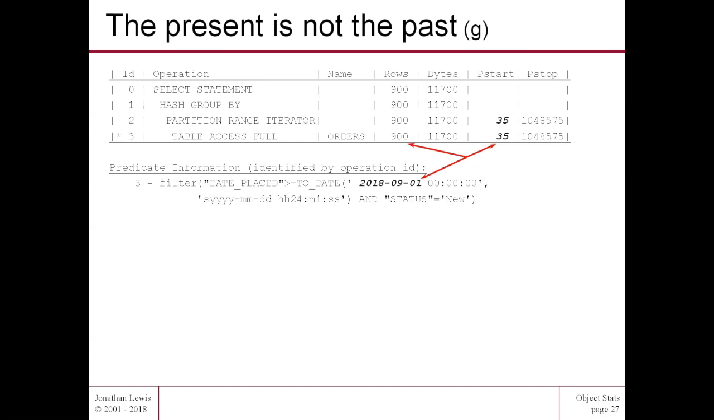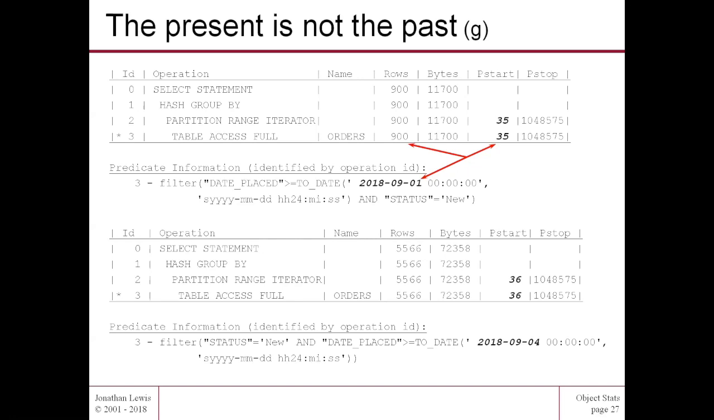So let's move forward a bit. How many rows is Oracle going to predict from the 4th of September onwards? It can't be a bigger number than 900, but how many is it going to be? Sorry, I lied. It is a bigger number than 900, with perfect stats on this table. 4th of September, partition 36 to the end. Oracle says you've got more data from 36 to the end than you have from 35 to the end. And I've done perfect gathering of stats.